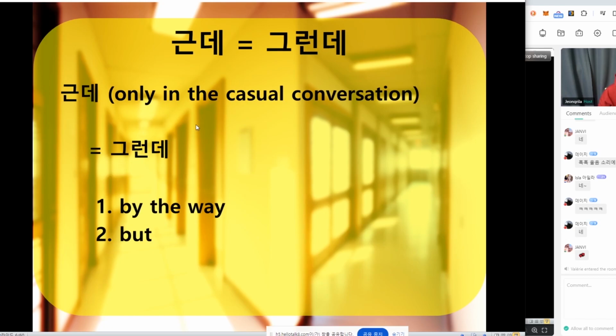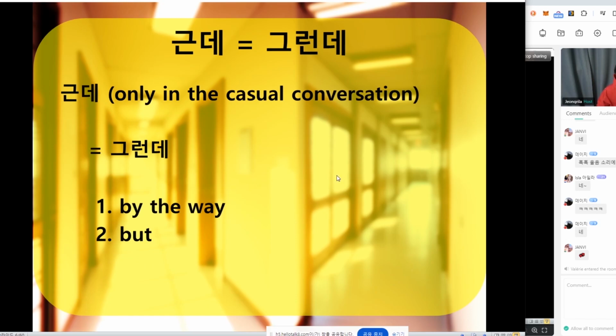Okay, and the next thing. 근데, like that. 근데 is short for 그런데, which is a standard word, okay? So 근데 is used only in conversation. It has also some meanings. The first meaning, by the way. 근데 있잖아, like that. By the way. Or but. In our material, the second usage is used. But, okay? It's easy, right? This is easy, right? Okay.